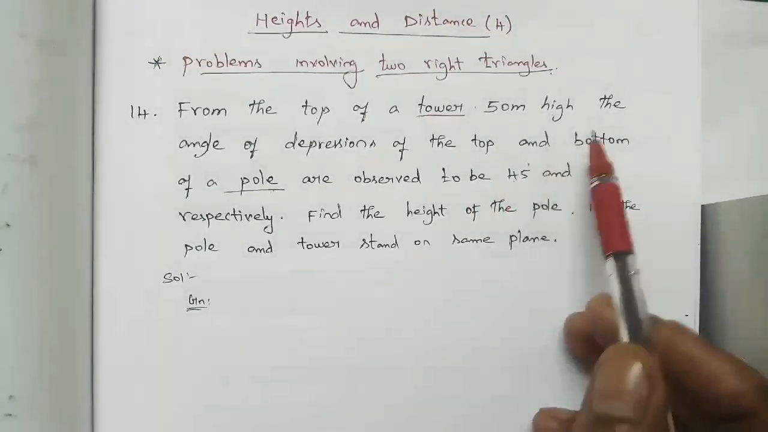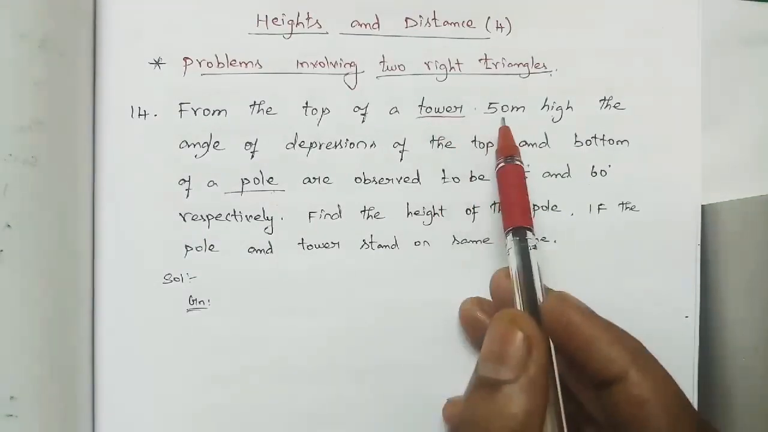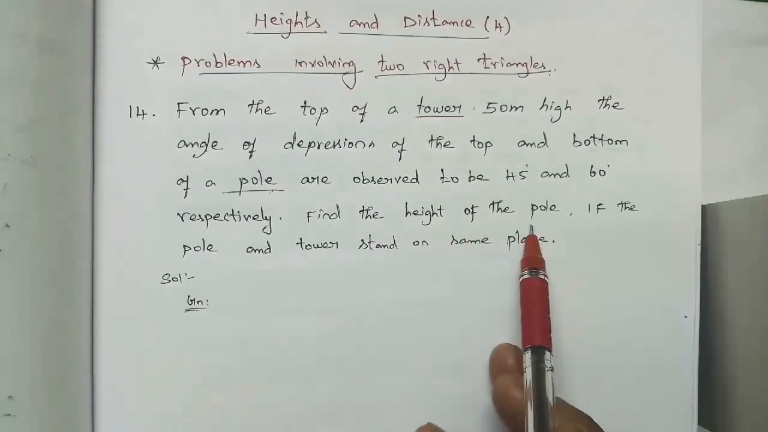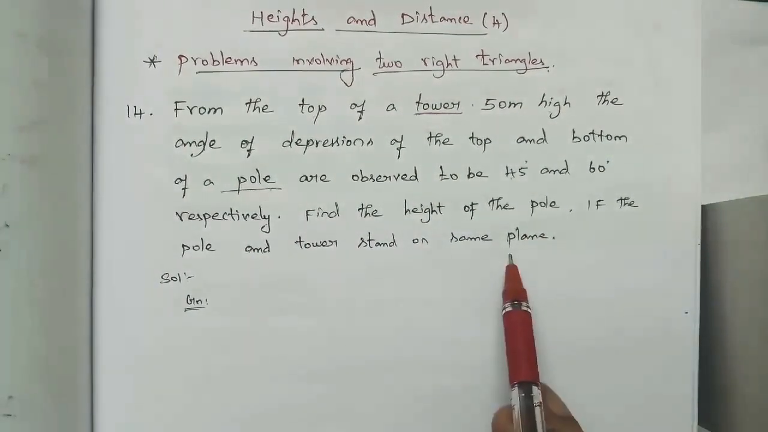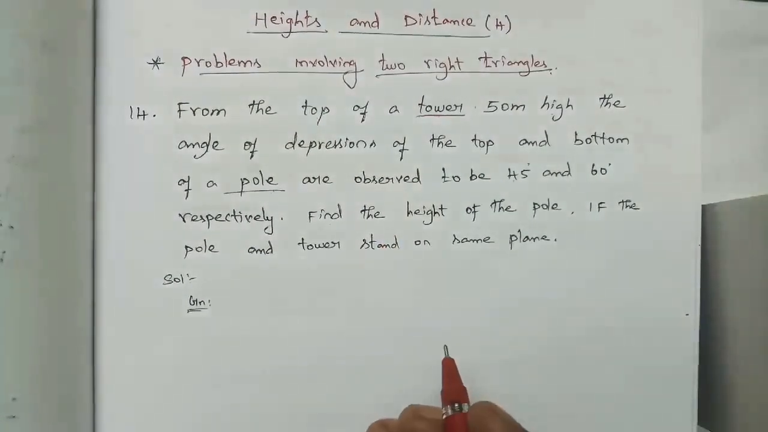So now we know the angles. At the same time we know the tower also; the height of the tower is 50 meter. What we want to find is the height of the pole, if the pole and tower stand on the same plane. So by the given, I'm just going to draw the diagram.